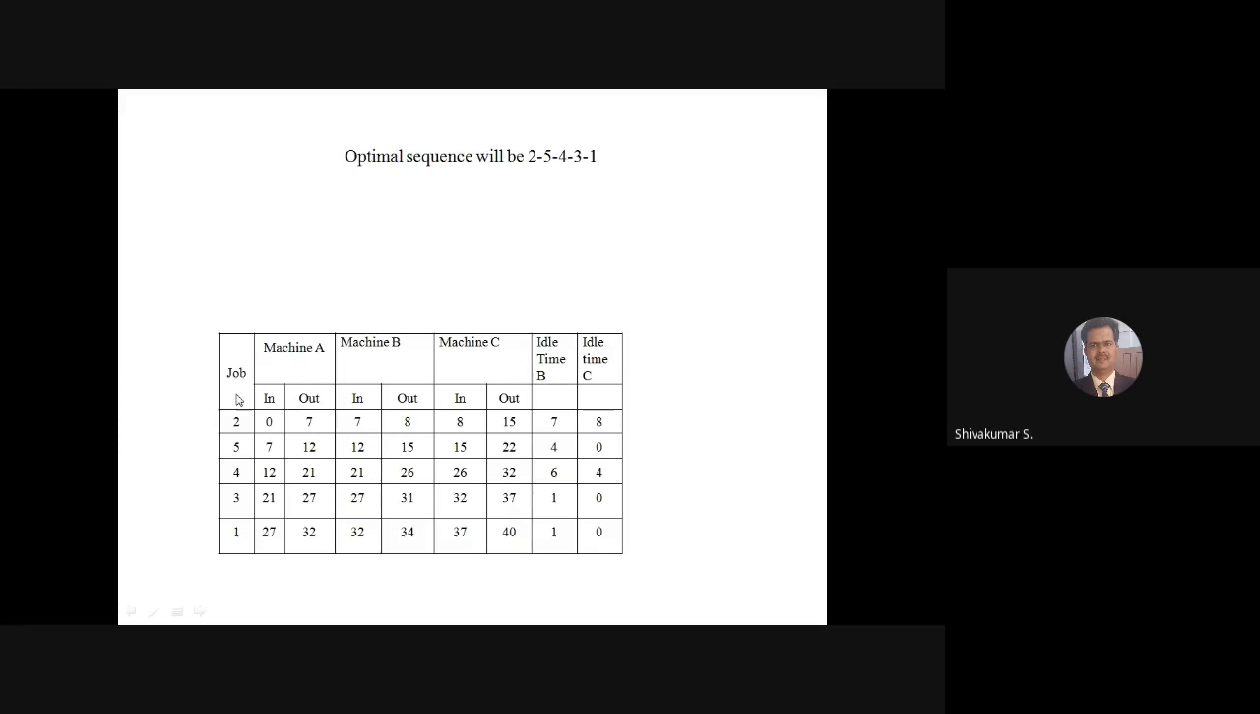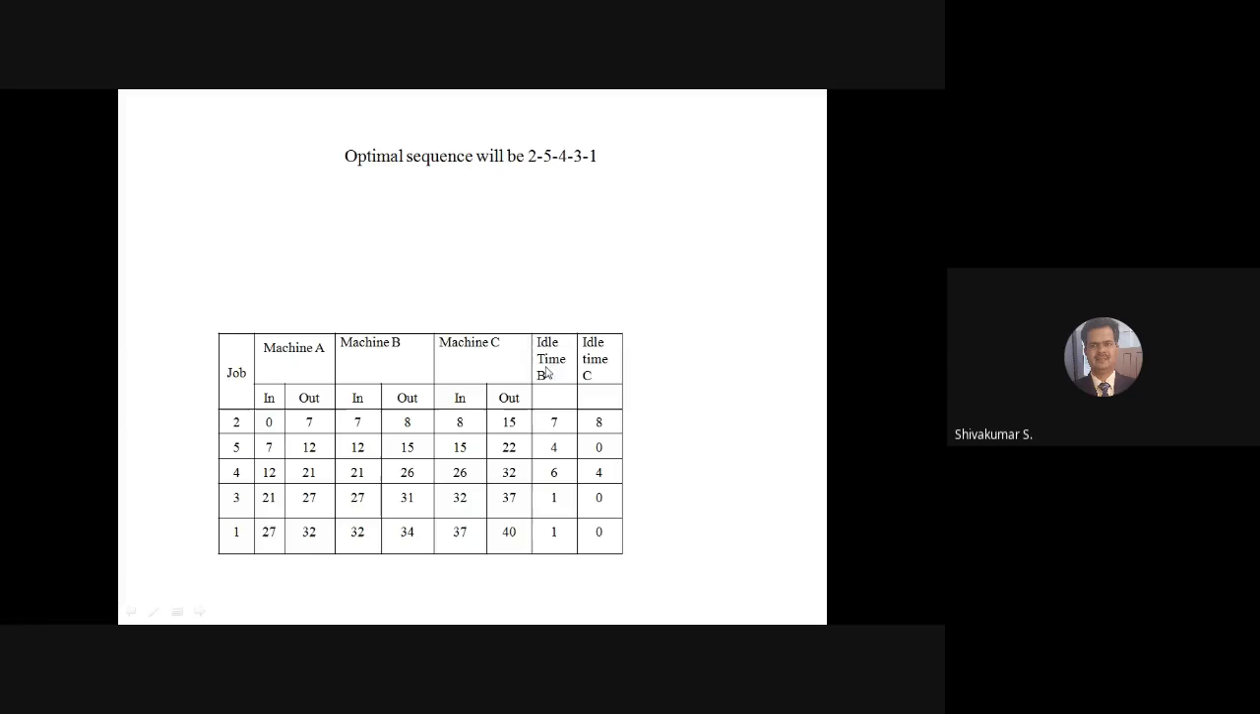Write down the table now. You have job sequence 2, 5, 4, 3, 1. You have 3 machines now. You can't write G and H because we have to take the 3 machines problem. So machine A, machine B, machine C. And you write idle time for B, idle time for C. A anyway we don't have to worry about.